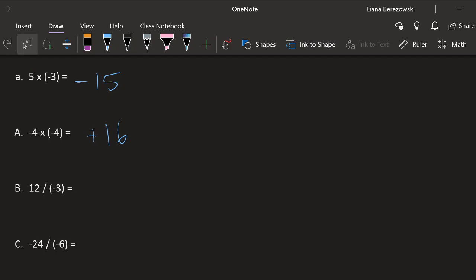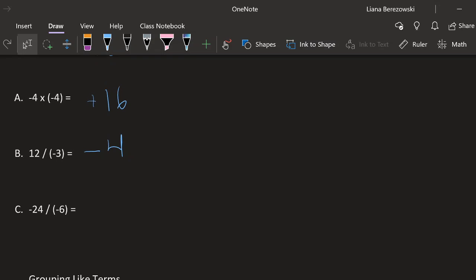I didn't realize they were division. 12 divided by negative 3. Positive divided by a negative, going to be a negative answer, and it's going to be negative 4. And then negative 24 divided by negative 6. That's just like this problem here. Two negative numbers will be a positive answer. It's going to be positive 4.